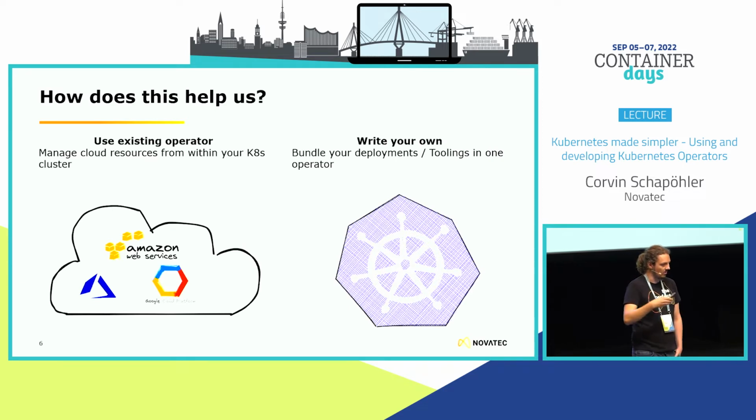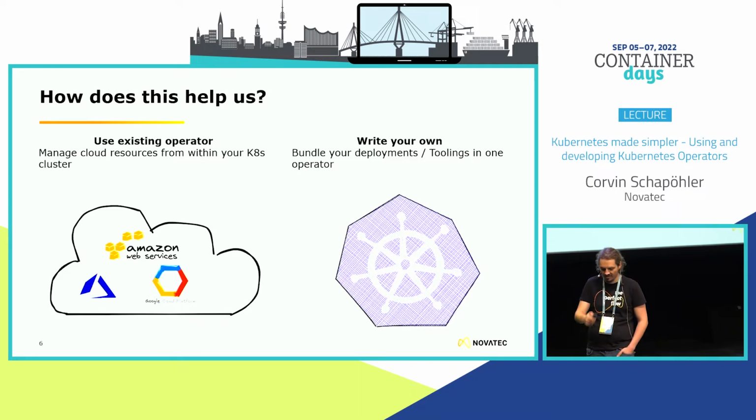The first one is how we use an existing operator, how we can deploy it, and how we can use it. In this case, I will use the Azure Service Operator, which allows us to create cloud resources without leaving Kubernetes as a tool. And the second one I will discuss is how you can write your own operator and how you can deploy and bundle up your deployment information in one go and don't need to take care of so much information. For this, I will explain a bit more later on.